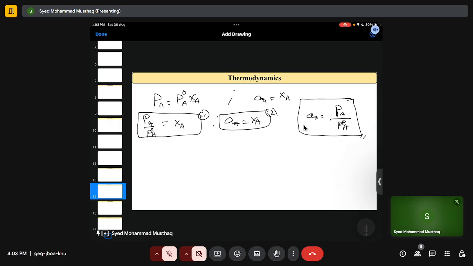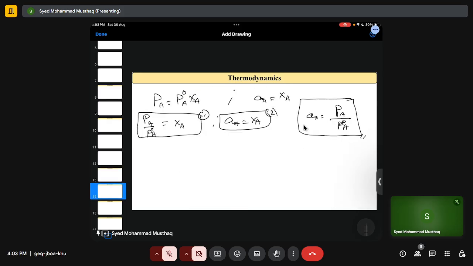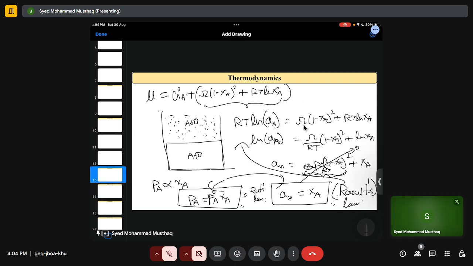What about if I have a non-ideal solution like this? If this term is present, then what should I do? Exponential omega by RT. I can write this whole term as the activity coefficient. Activity of A will be equal to activity coefficient times mole fraction. Now, how do you equate this?